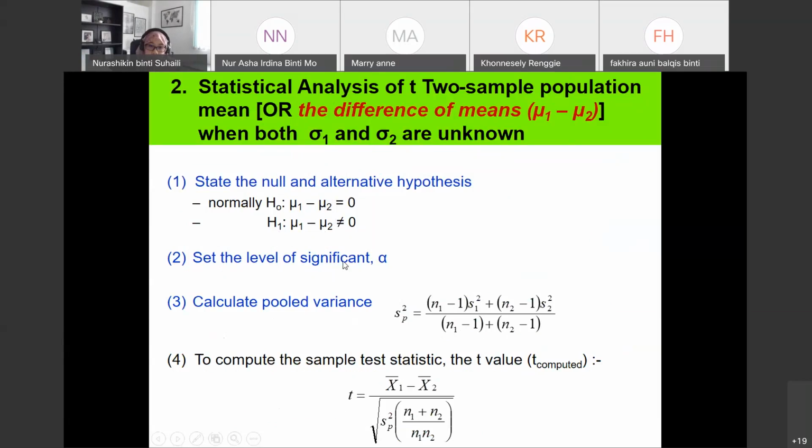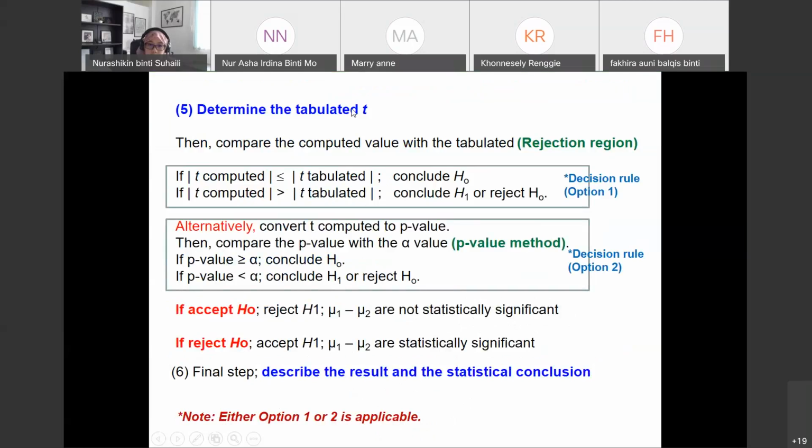The second step is to set the alpha, whether 0.05 or 0.01. And then what is different in this one is this part. You first have to calculate Sp, the pooled variance. This is the formula. Only consider the pooled variance, I'm not talking about the one that is different just now. After you calculate Sp squared, you substitute the Sp squared term into the T formula. This is T computed. You keep the value because you want to compare it with the tabulated T.